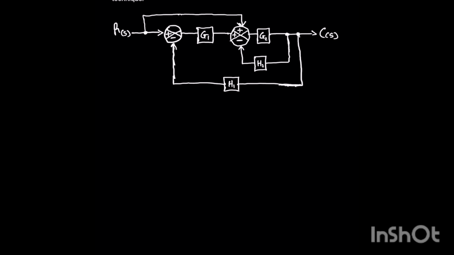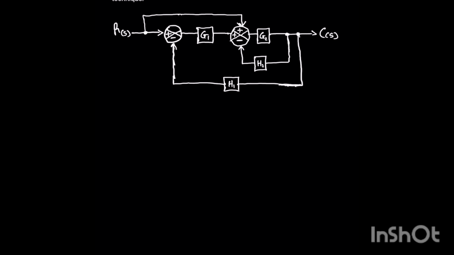Hi everyone, in today's video we will be determining the closed loop transfer function by using the block diagram techniques. So looking at this diagram, looking at this system, we want to resolve these blocks to become one. And what is our first challenge? What is our first challenge in this system?